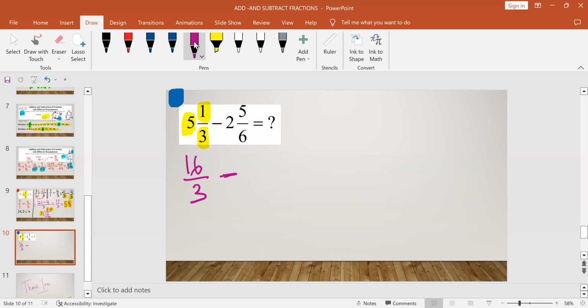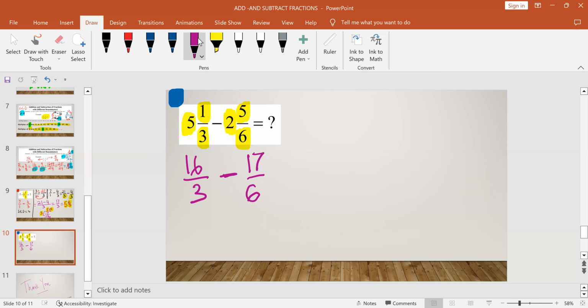Minus, we're going to change also the second mixed number into an improper fraction. So we take 6, multiply by 2, which is the same as 2 multiplied by 6. This is 12, and we add it to 5. That gives you 17 over 6. Okay, so we have 16 over 3 minus 17 over 6.